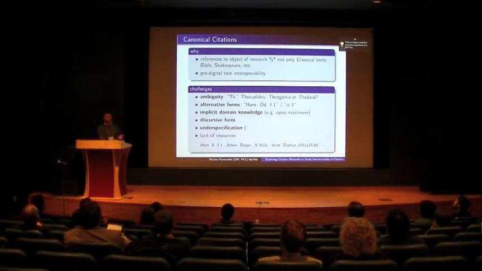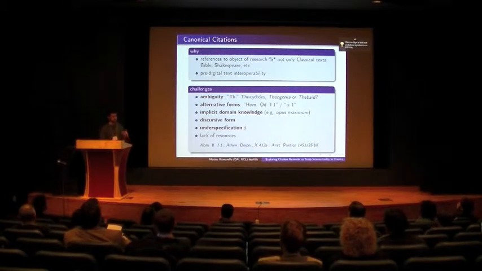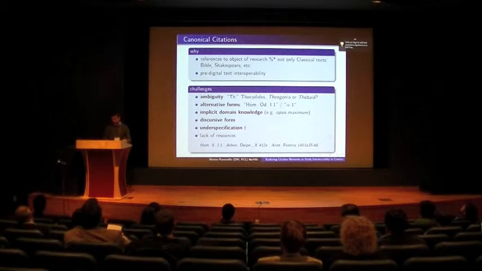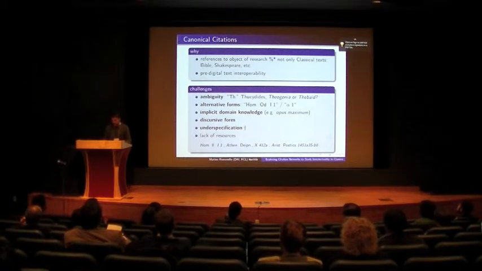So there are some challenges in capturing canonical citations. One that we saw already is ambiguity. You can have abbreviations referring to different names of authors or multiple works. And this needs to be disambiguated somehow.